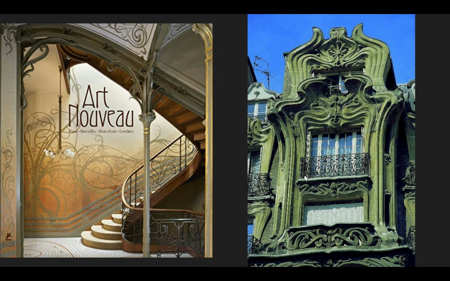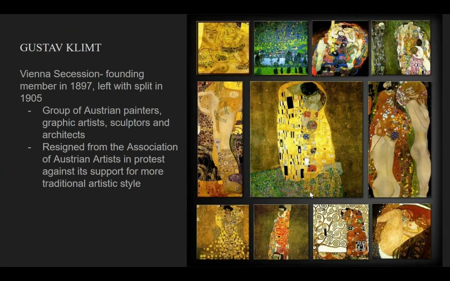So these wavy lines, these curvilinear lines with all the vines and floral motifs. Our museum has a really cool exhibition with a stained glass Art Nouveau piece, so check that out sometime. However, we're going to talk about Gustav Klimt and how he initially was part of this group of Austrian painters, graphic artists, sculptors, and architects who resigned from the Association of Austrian Artists.